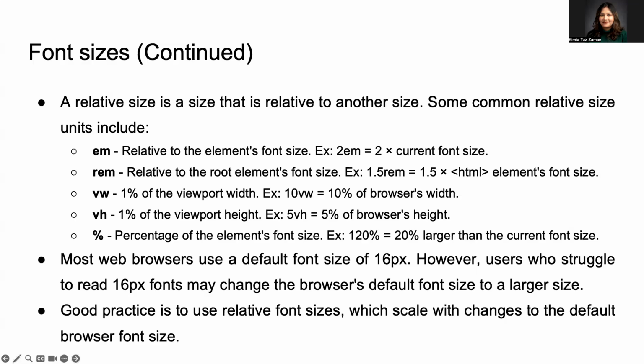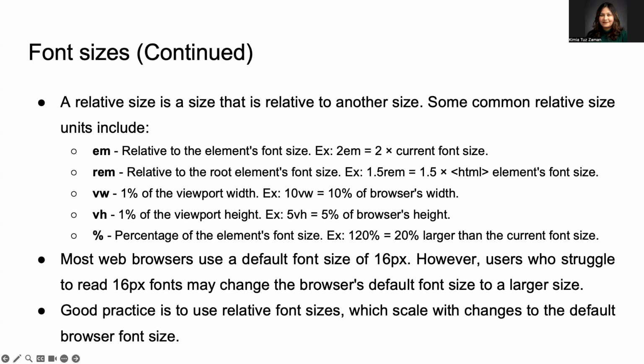The em unit is relative to the element's current font size. For example, 2em means twice the element's font size. The rem unit is similar, but based on the root HTML element's font size. So 1.5rem is 1.5 times the root size.